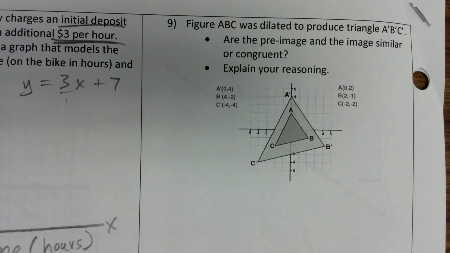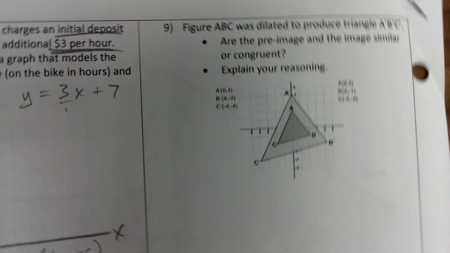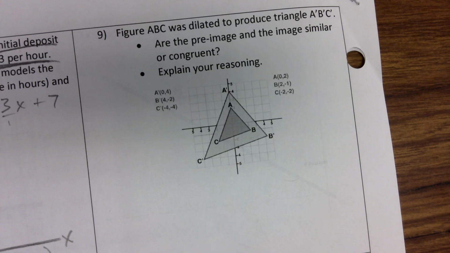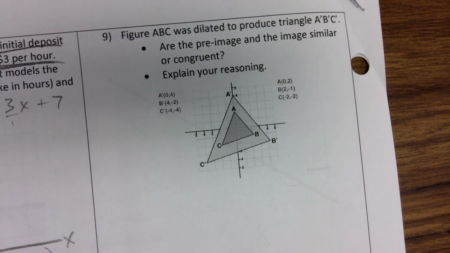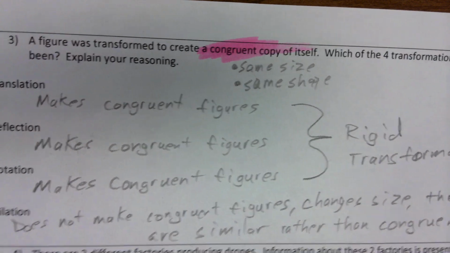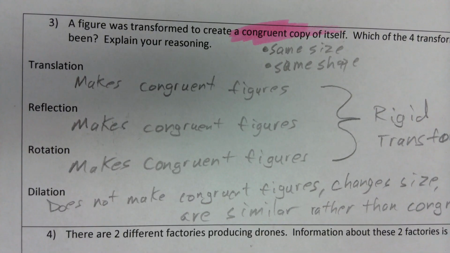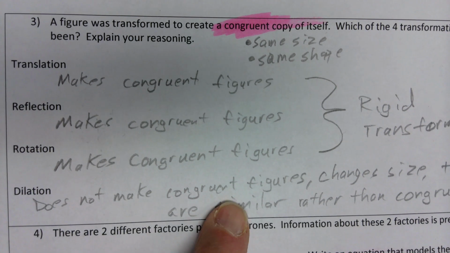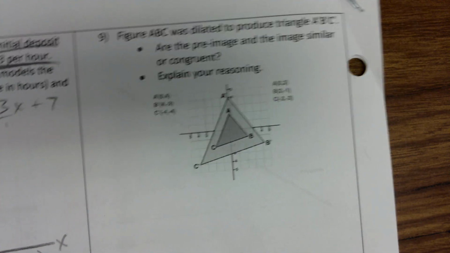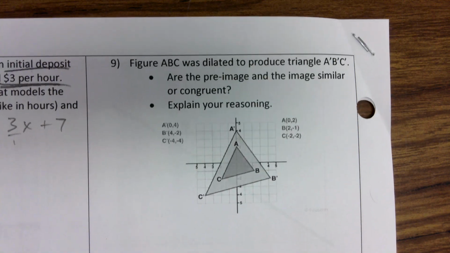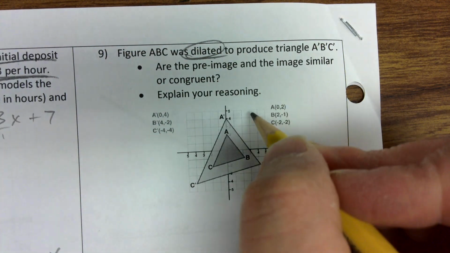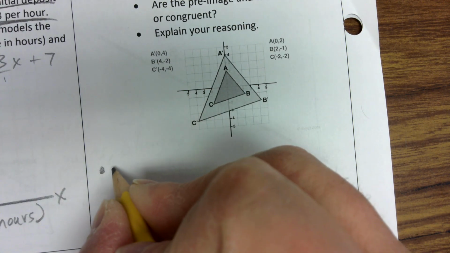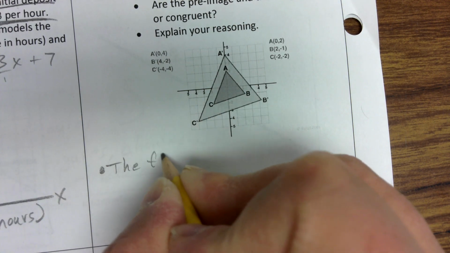Figure ABC was dilated to produce triangle A prime, B prime, C prime. Are the pre-image and the image similar or congruent? Explain your reasoning. Well, this goes back to what we talked about right here. Translation, reflection, and rotation make congruent figures, not similar figures. The only one that makes similar figures is dilation. And so if they're dilated, they're going to produce similar figures. The figures are similar.